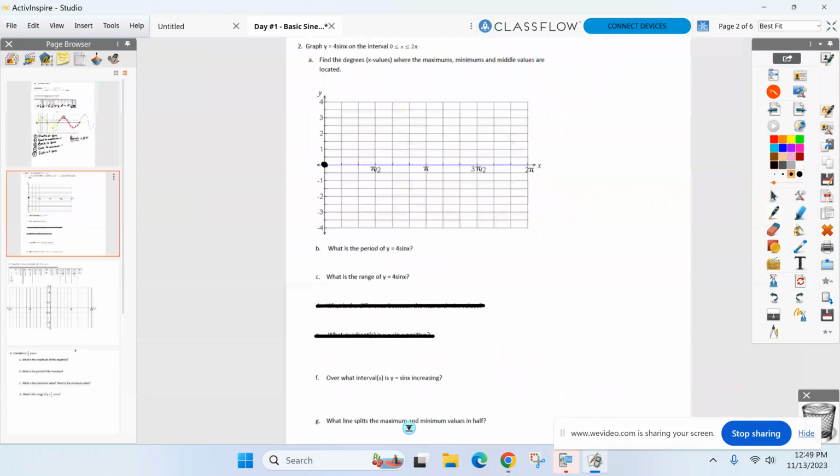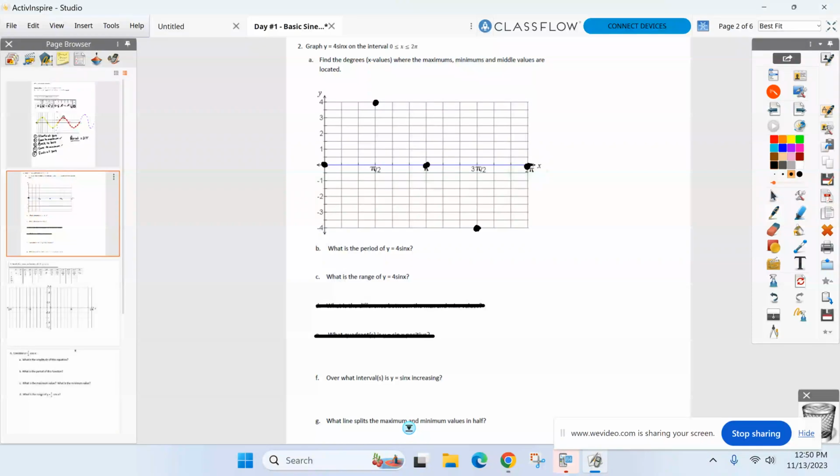It's at 4. Notice, I don't care about what's in between. I'm only hitting what I'm going to call the key values, and we'll talk about what they are in a second. So it starts at 0, goes to the max. Now where? Back to 0 at pi. So look, every 90 degrees, I graph one of these key values. Starts at 0, goes to the max, back to 0. Where does it go now? To the minimum, -4. And where does it end? 0. Back at 0, 2 pi.